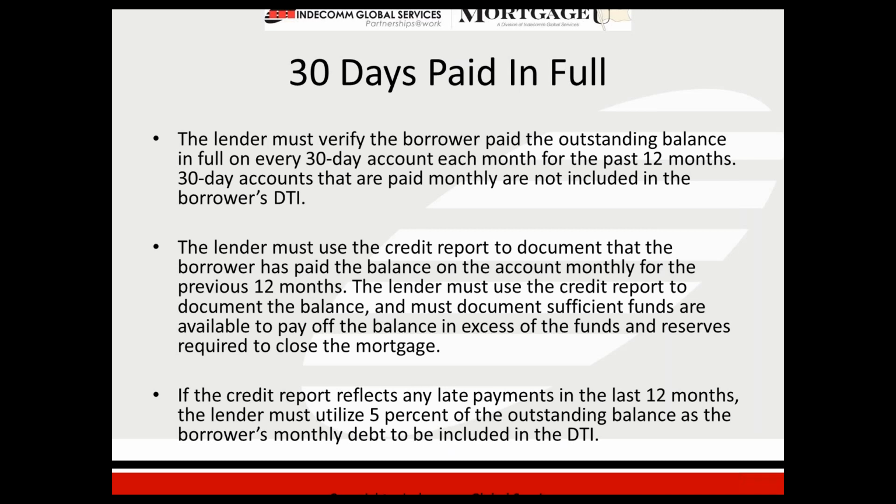You must document sufficient funds are available to pay off the balance in excess of the funds and reserves that are required to close. So over and above what your borrower needs to close the transaction, you have to make sure that they have the funds available to keep paying off that 30-day account every month. If the credit report reflects any late payments in the last 12 months, that is where you must utilize 5% of the outstanding balance as your monthly debt to include in your DTI.